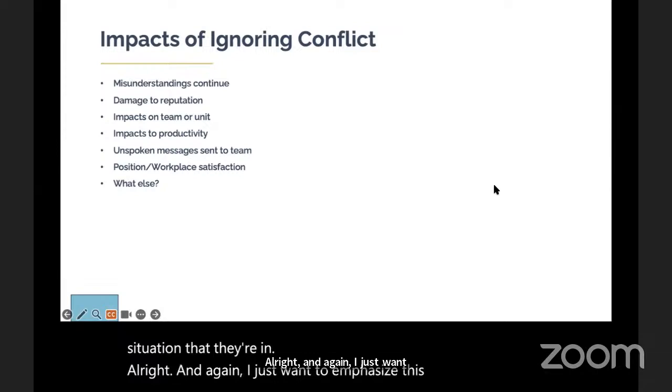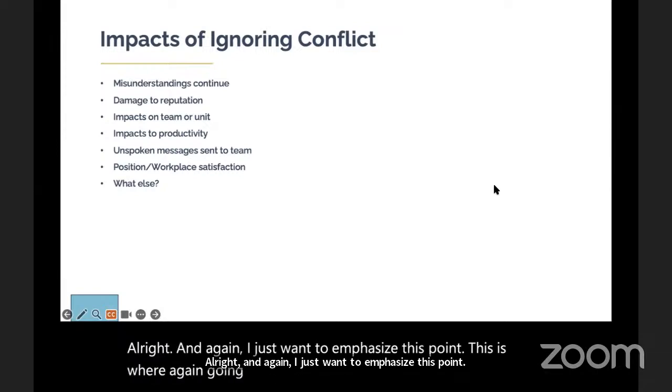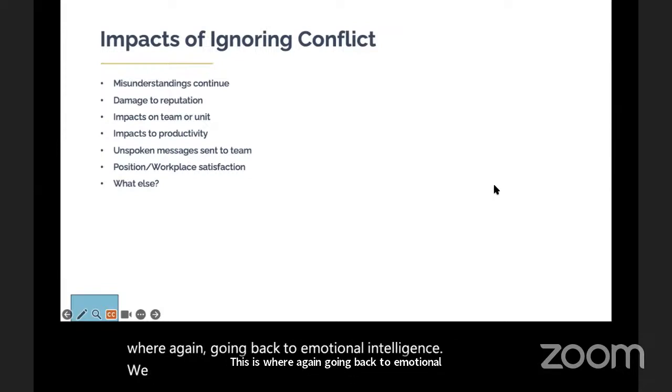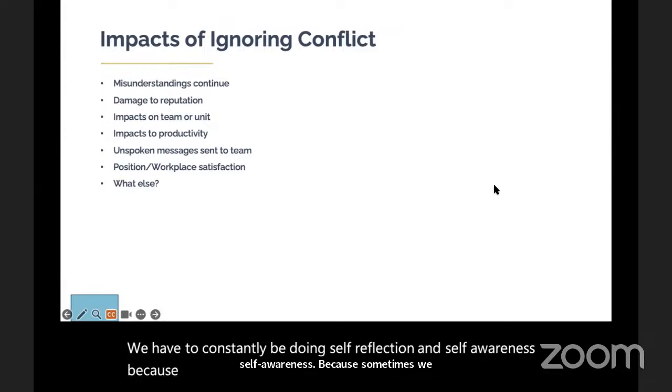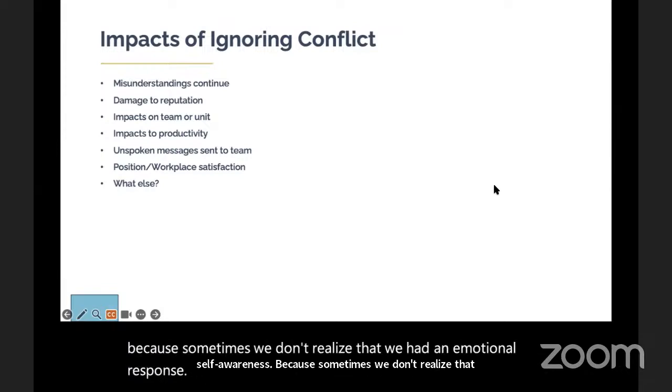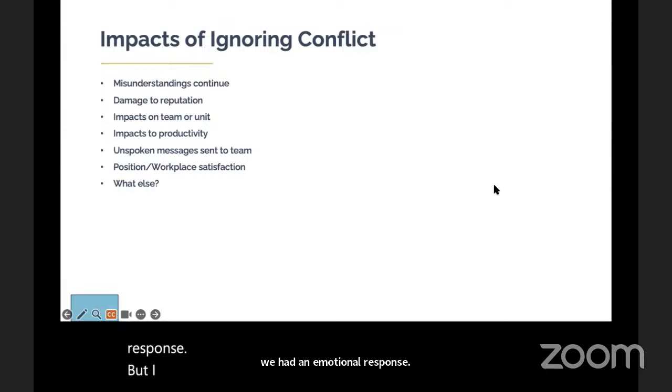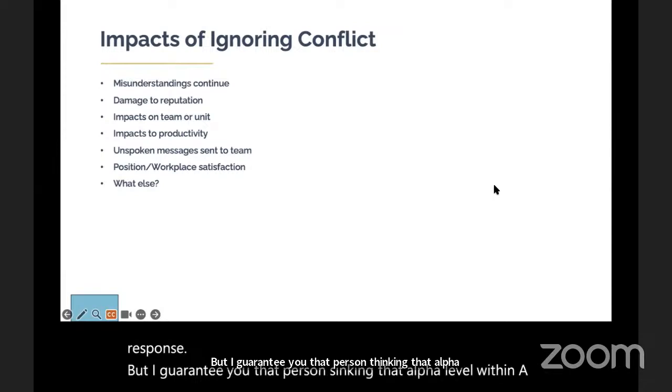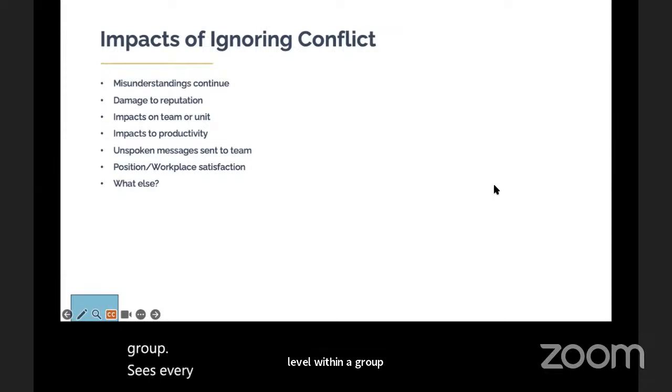This is where, going back to emotional intelligence, we have to constantly be doing self-reflection and self-awareness, because sometimes we don't realize that we had an emotional response. But I guarantee you that person seeking that alpha level within a group sees every little emotional response you have and will take advantage of it.